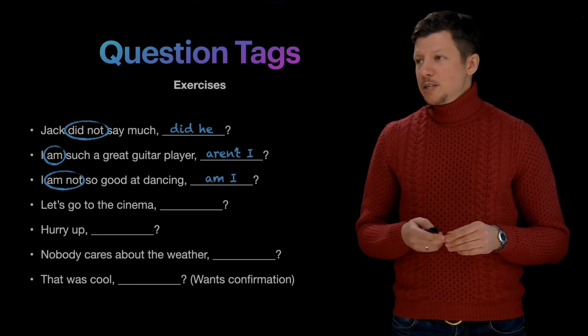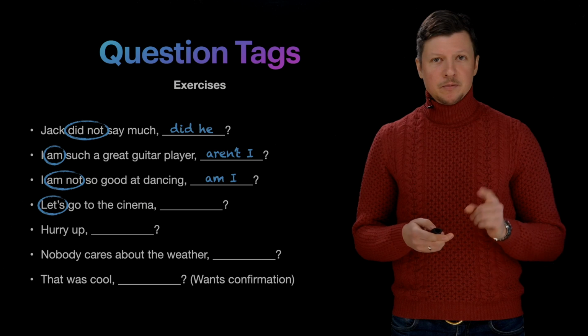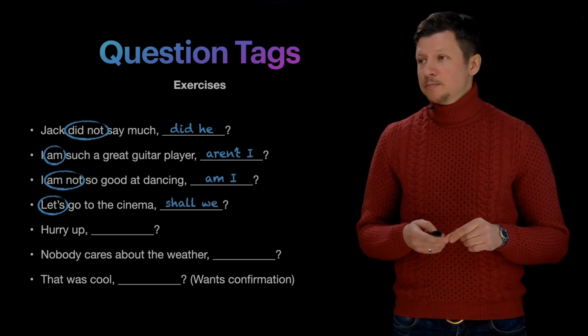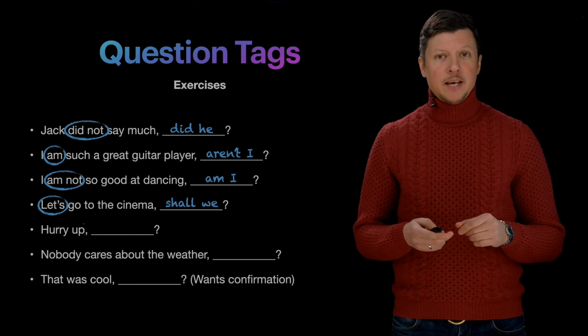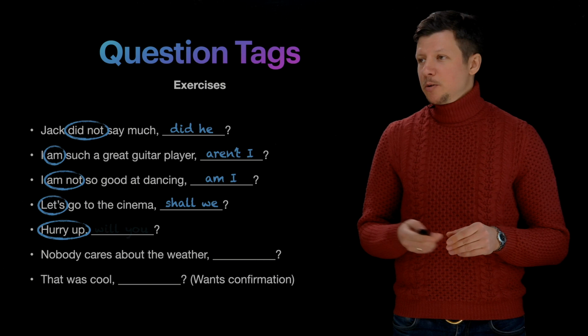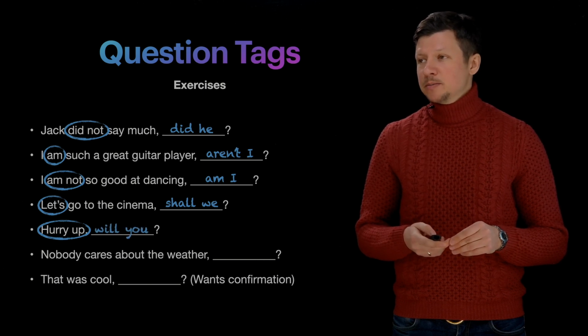Let's go to the cinema. Let's. You remember that that's an exception. So we will use shall we. Hurry up. Hurry up is an imperative. So what do we use with imperatives? Will. The correct answer is will you.